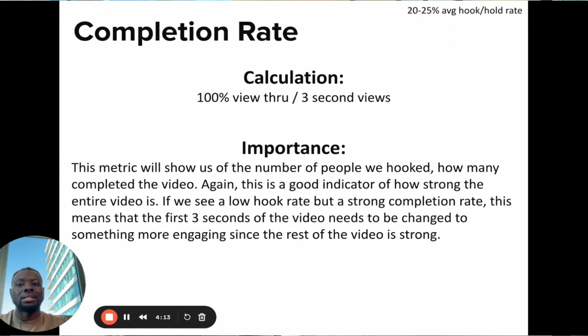And the next one is the completion rate. Of the people that we hooked, how many of them proceeded to watch the entire video? Again, we can see over here that the average hook and hold rate is 20-25%. To read what this says, this metric will show us, of the number of people we hooked, how many people completed the video. And again, this is a good indicator of how strong the entire video is.